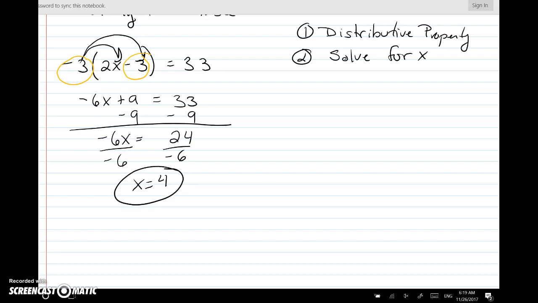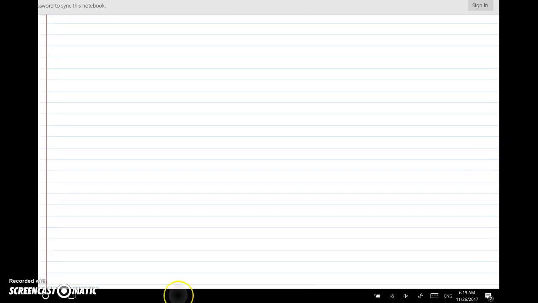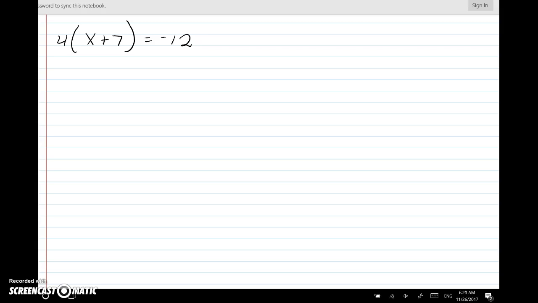Let's look at another distributive property one. Let's look at 4 times x plus 7 equals negative 12. Again, I'm using whole numbers here. We can have these with decimals, we could have these with fractions. It doesn't matter, we still do the same steps. Start by distributing the 4 to both terms. You don't have to draw the arrows, but sometimes it's a nice visual to understand what's happening.